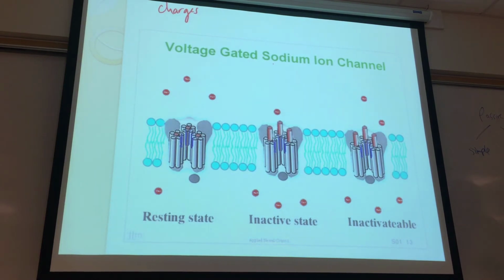Looking at the makeup of the sodium ion channel, I'm just using this example so that you can understand the fundamental concepts of charges and what opens these things up. We learned about insulin opening up glucose carriers. Here, sodium ion channels are activated by voltages. On top, you'll see activation gates. This one's another gate called the inactivation gate.